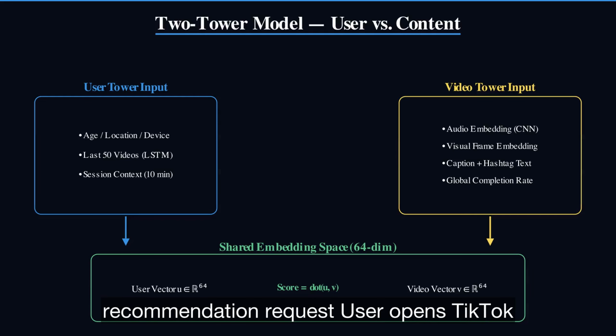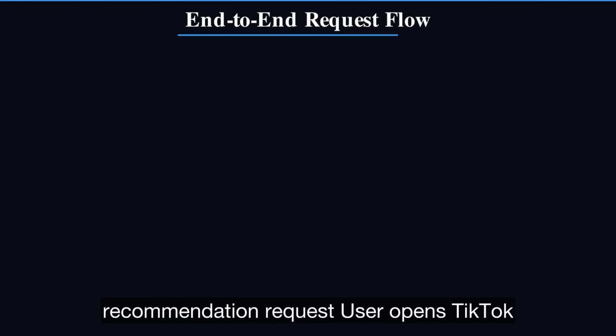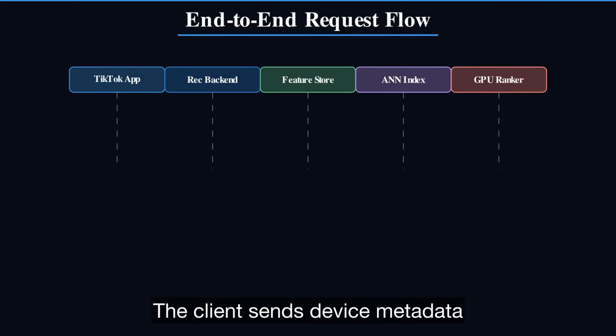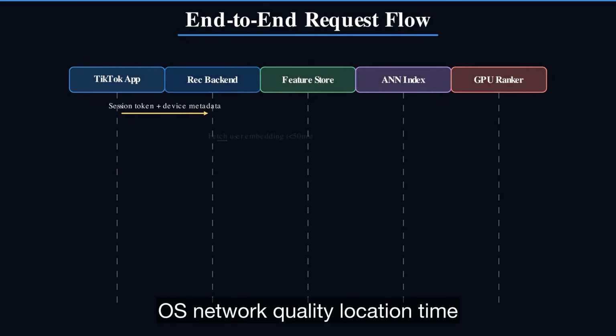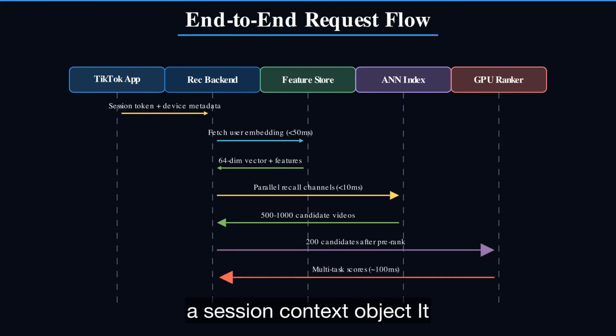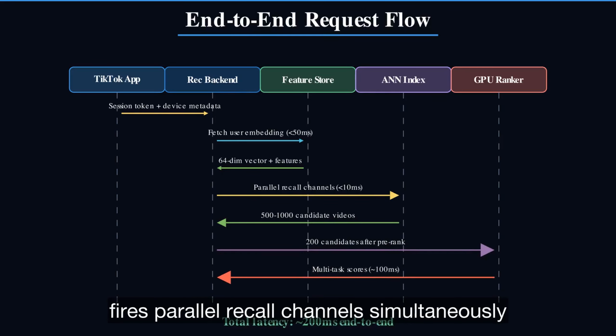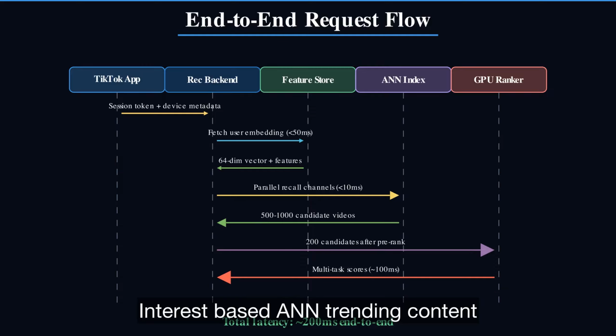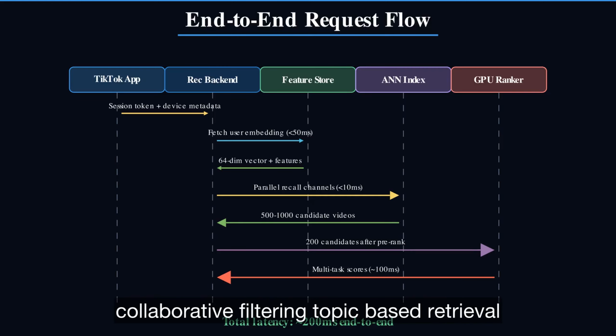Walk through one real recommendation request. User opens TikTok. The client sends device metadata, OS, network quality, location, time of day, plus a session token. The recommendation backend initializes a session context object. It fires parallel recall channels simultaneously. Interest-based ANN, trending content, collaborative filtering, topic-based retrieval.